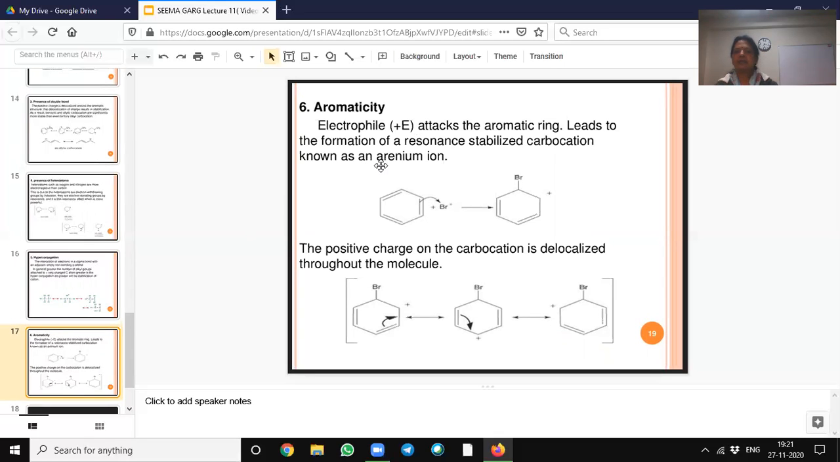Aromaticity: electrophilic attack on the benzene ring or aromatic ring leads to the formation of a resonance stabilized carbocation known as the arenium ion. See here, it is arenium ion formation, and this arenium ion is stabilized due to the delocalization or resonance structures.